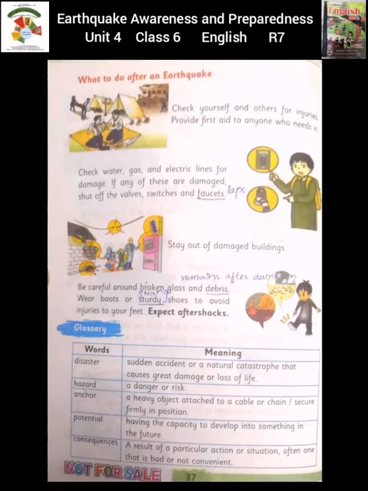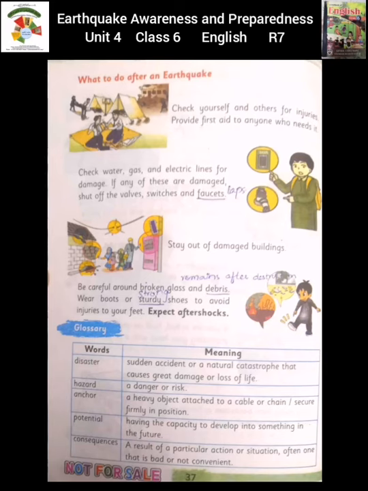So here we are going to know about what are the steps after an earthquake. First of all, let me tell you about the difficult words. Faucets means taps. Debris means remains after destruction. And sturdy means strong. Now we will look at the steps after an earthquake is finished.